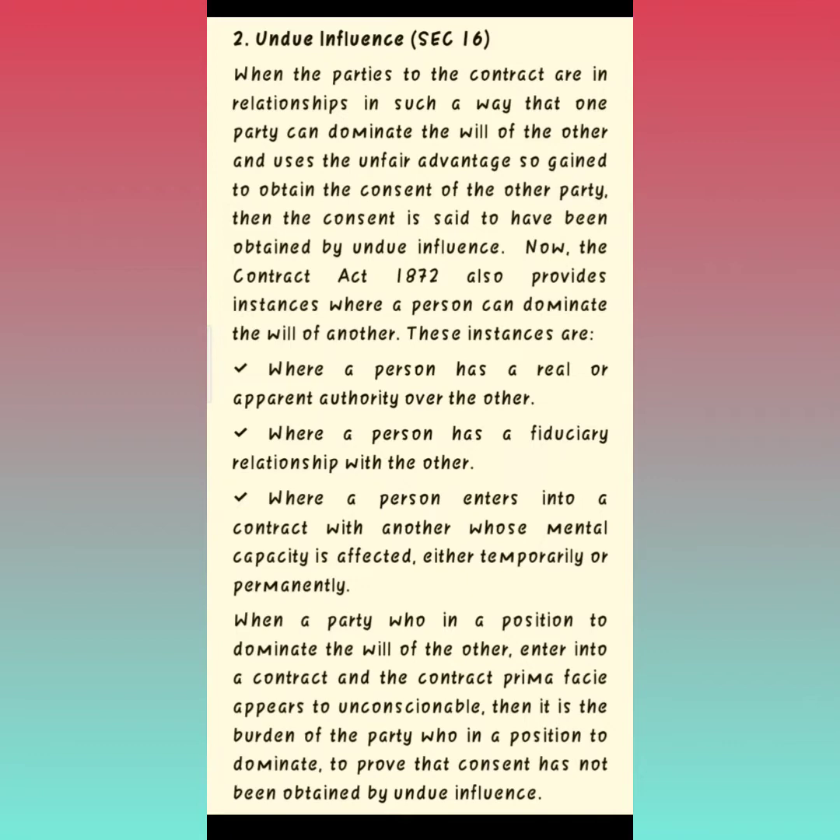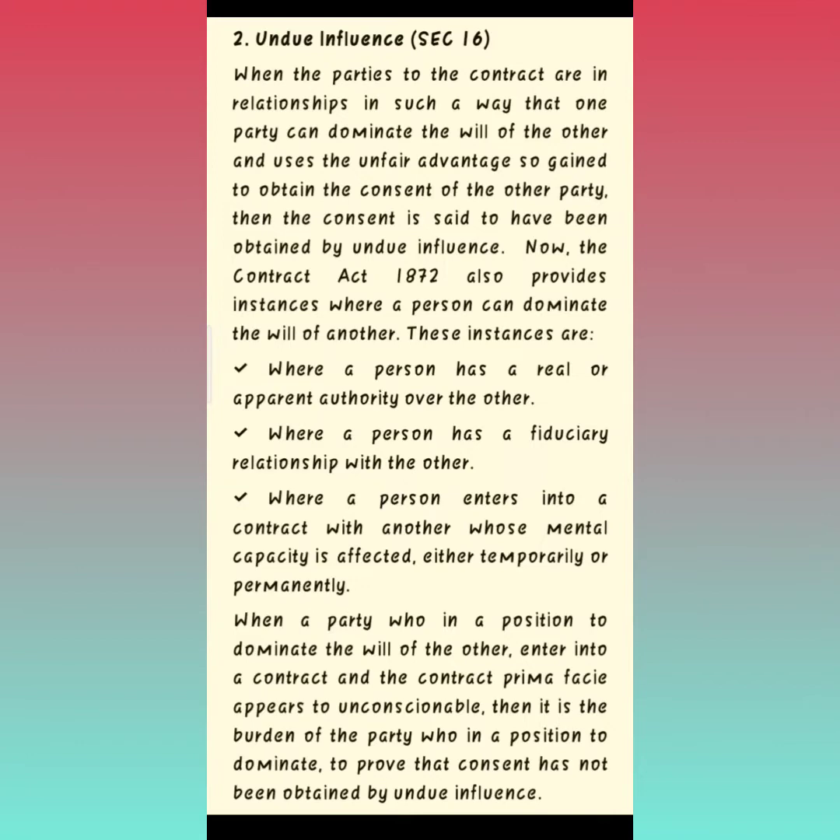Basically, this influence, this active confidence, is by way of having some real or fiduciary relationship between the parties. You can see the instances are where a party has a real or apparent authority over the other, or where a party has a fiduciary relationship with the other, or number three, where a person enters into a contract with another whose mental capacity is affected either temporarily or permanently. So here this position of active confidence is very important to understand.